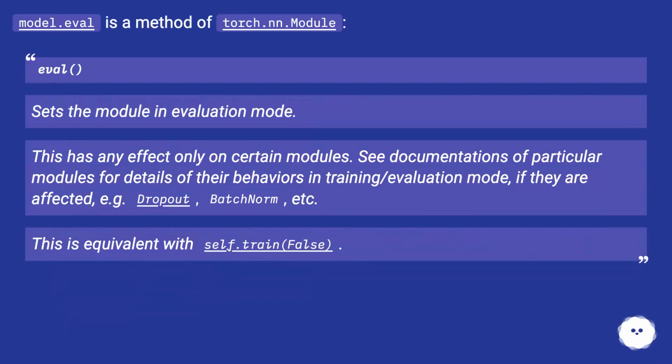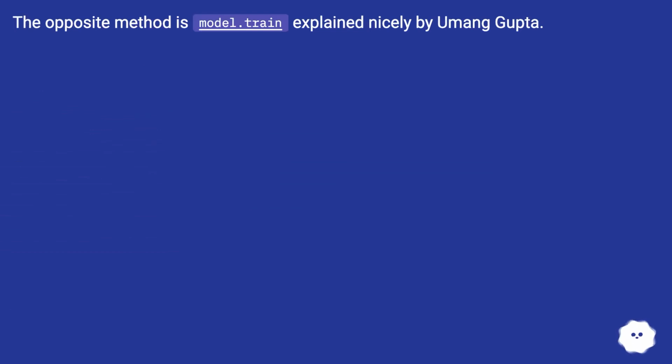Model.eval is a method of torch.nn.Module. Eval sets the module in evaluation mode. This has any effect only on certain modules. See documentations of particular modules for details of their behaviors in training/evaluation mode. If they are affected, e.g. dropout, batch norm, etc., this is equivalent with self.train(False). The opposite method is model.train, explained nicely by Umang Gupta.